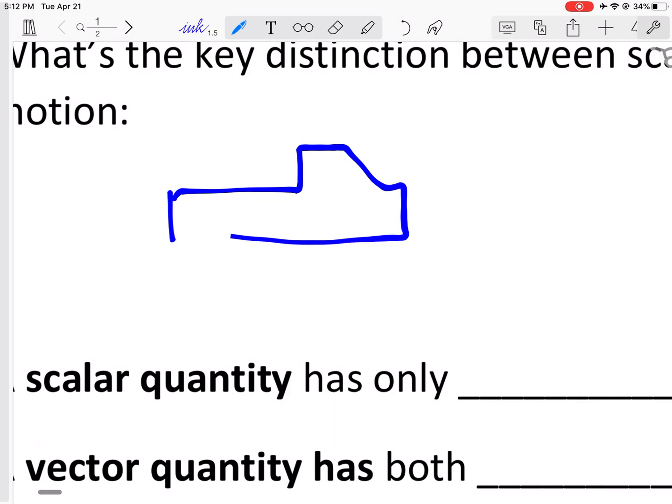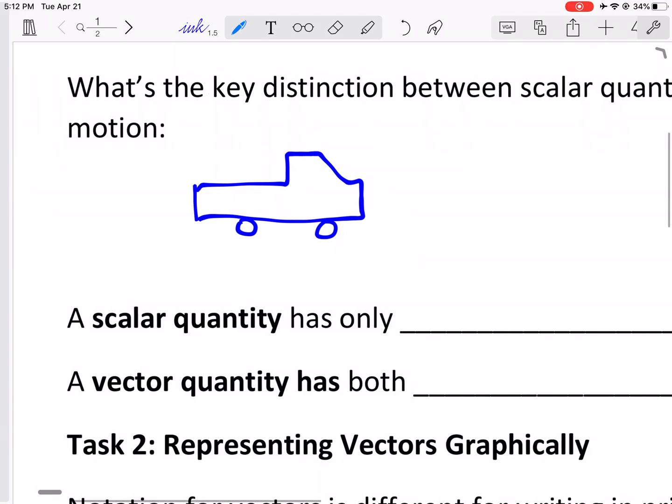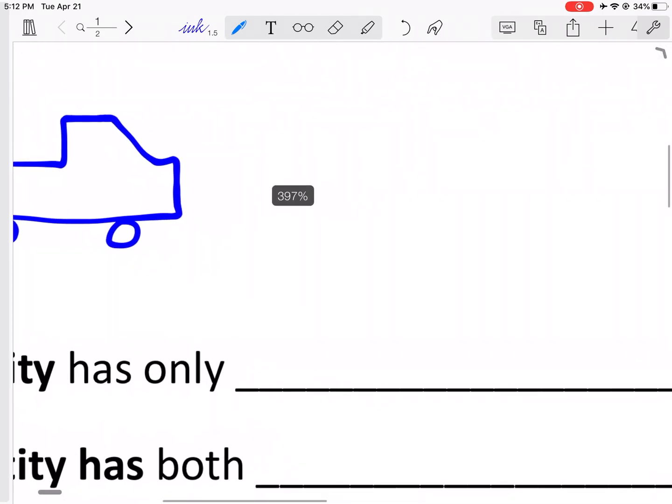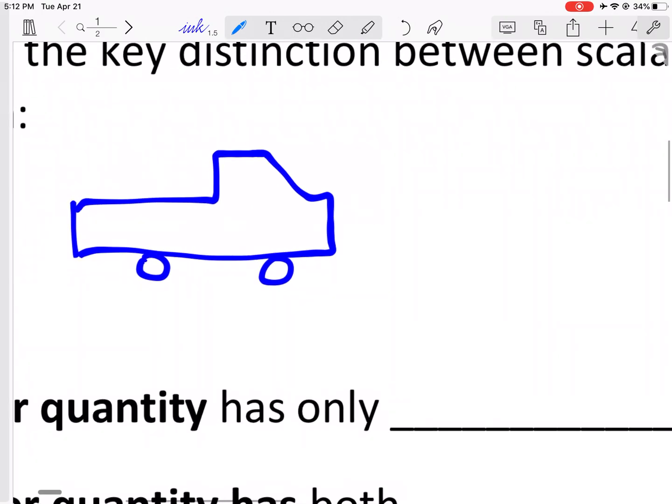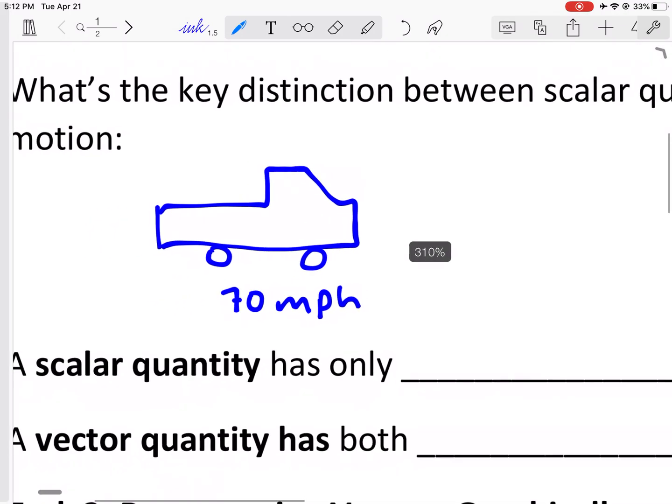So this is my beautifully drawn masterpiece of a car here. Say we're traveling in this car and this car is moving at about 70 miles an hour. It's on the freeway. 70 miles an hour is a reasonable speed to drive in a car. Sometimes that's the speed limit.